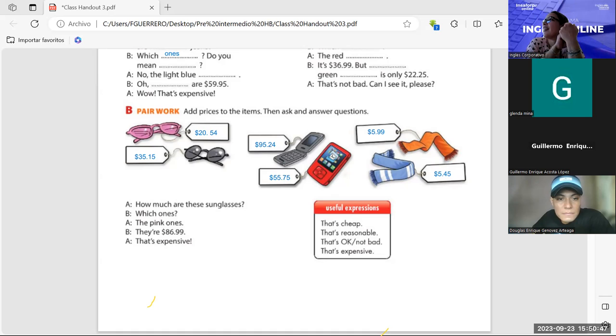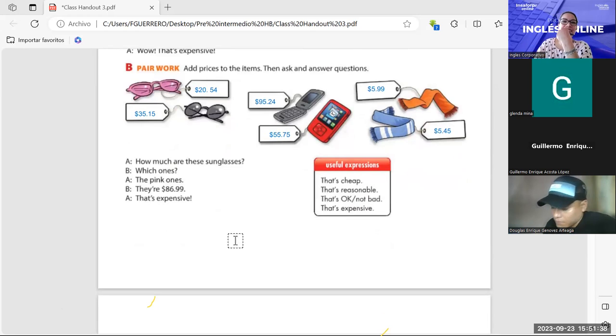How much is this scarf? Which ones? Which one? The orange one. Orange, okay. 17.5. Oh, no, the orange one, this one. La naranjada, okay. Aquí tiene el precio. Ah, okay, perfecto. 5.99. Oh, 5.99, excellent. That's reasonable. Okay, very good, excellent.